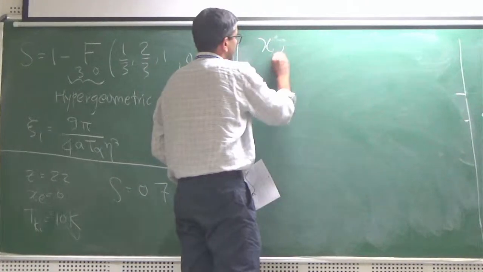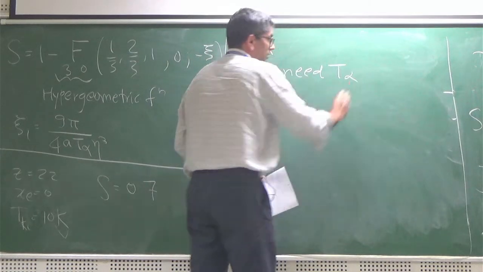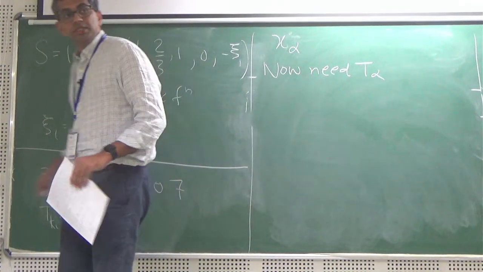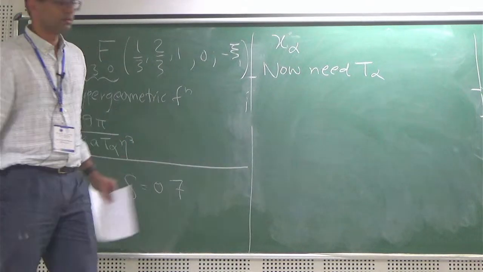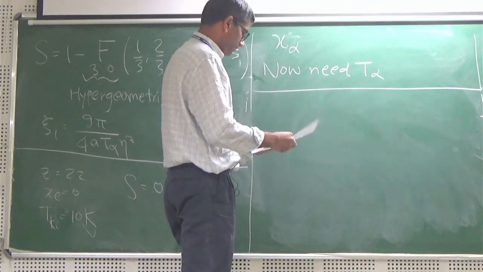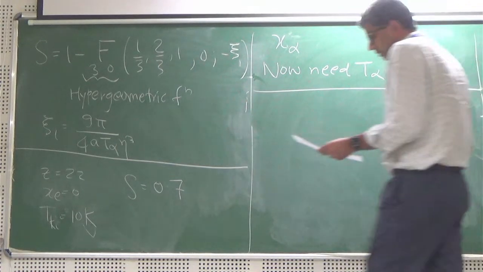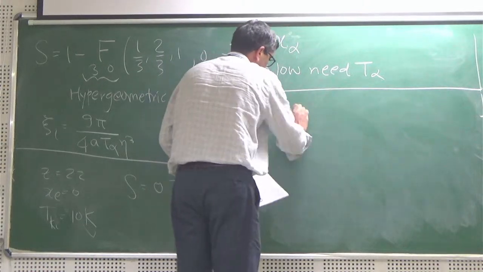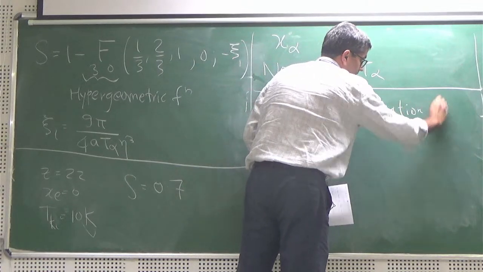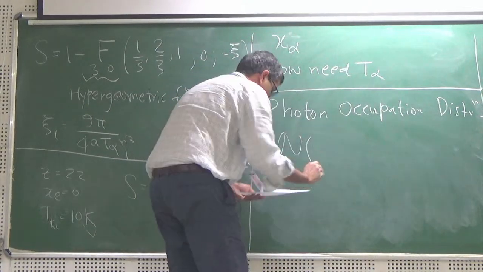Okay, so we have our X alpha. Now we need T alpha. So the eta is the same eta that appeared in the expression for the recoil parameter. So what is T alpha? We need the T alpha and then our treatment is complete. This T alpha can be connected to the photon occupation number, the photon occupation distribution.